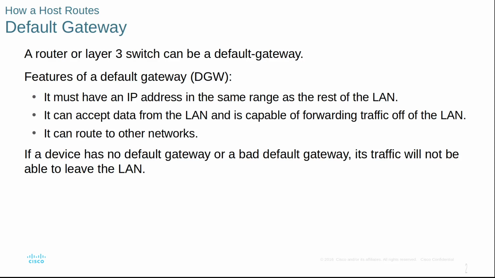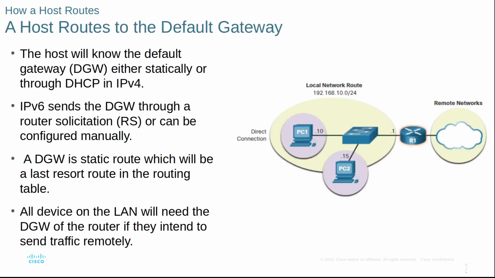If a device doesn't have a default gateway or it's misconfigured, then it's restricted to just communication on the local LAN, the local network segment. It can't communicate beyond its subnet. With IPv4, hosts either know about their IP or their default gateway because it's been statically configured or it's been provided by the DHCP server. If neither of those is true, and it doesn't have one, it can't communicate outside of the local network.